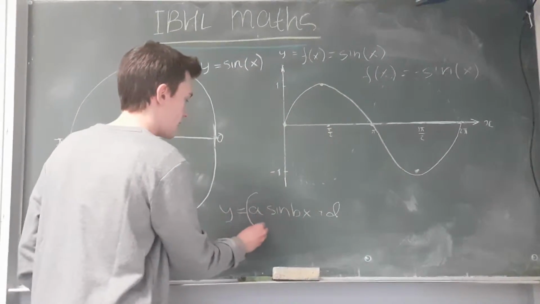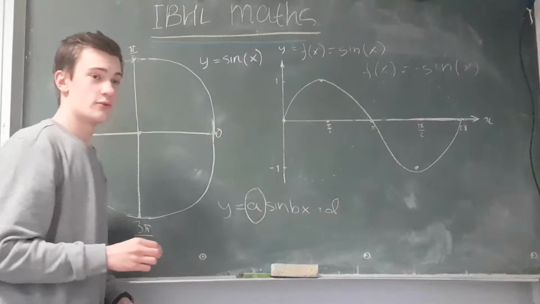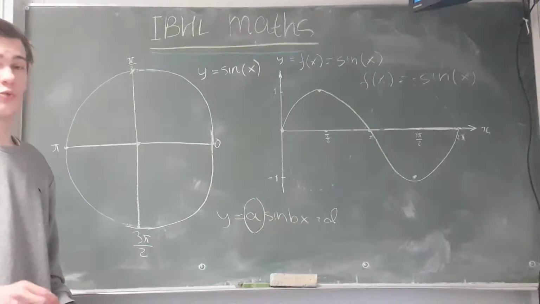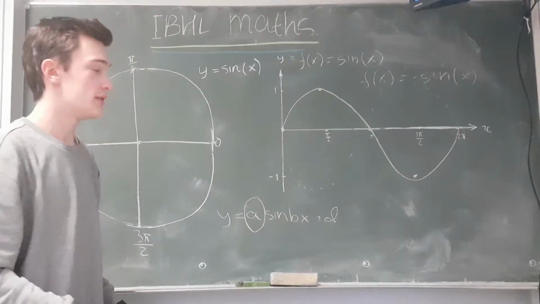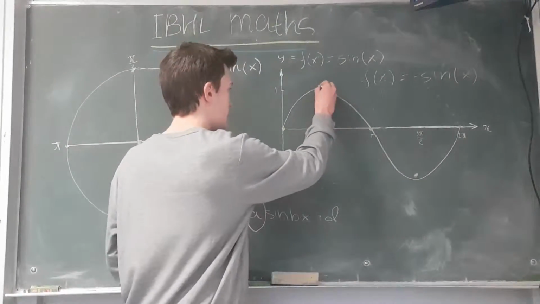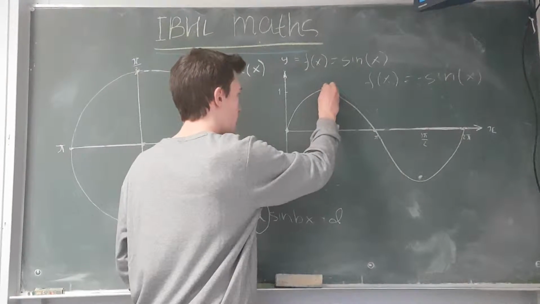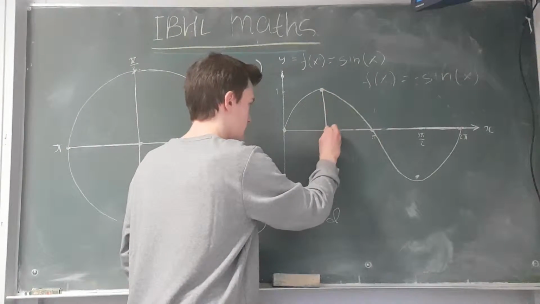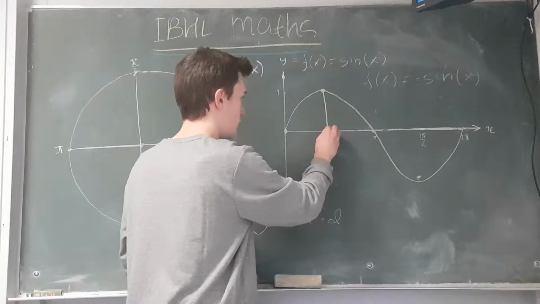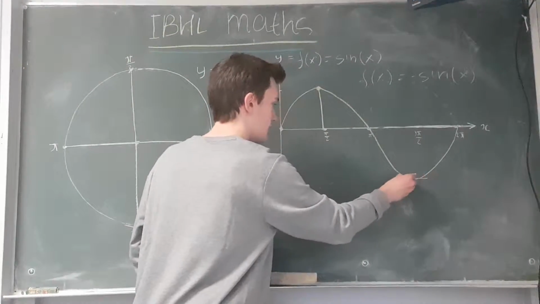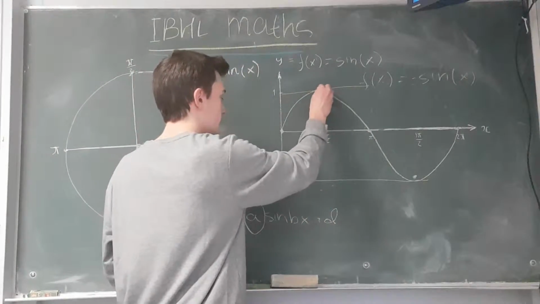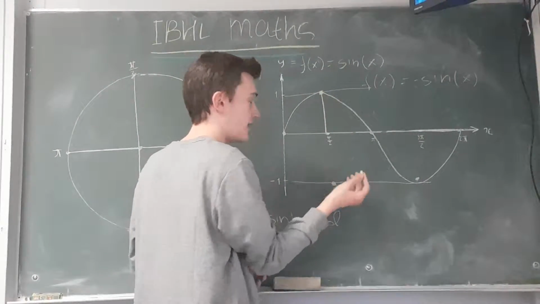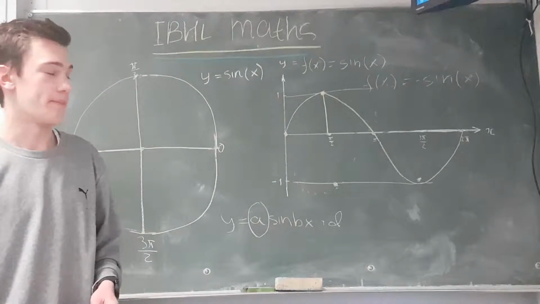Now a stands for the amplitude. And amplitude, you have to know this definition well, because this mistake is made by a lot of IB students. Amplitude is the distance from the maximum point till the axis. Or you can say it is the maximum point minus the minimum point divided by 2. That's basically the same thing.